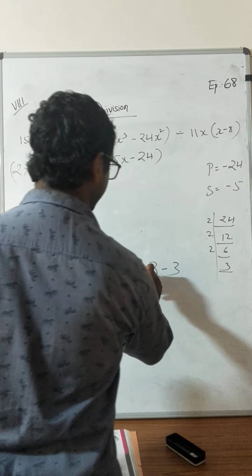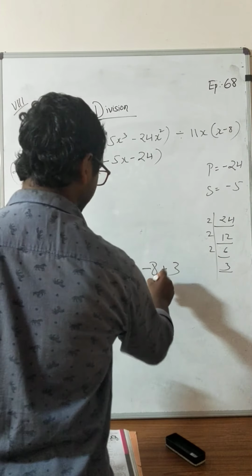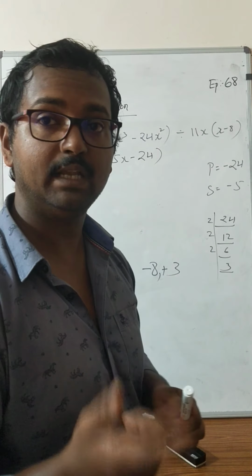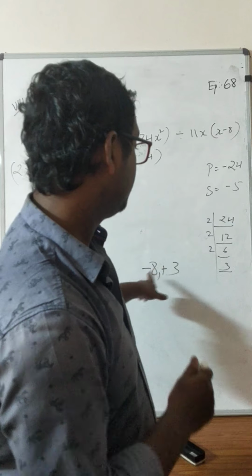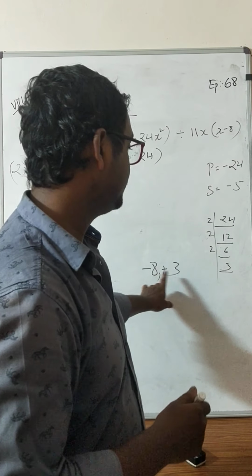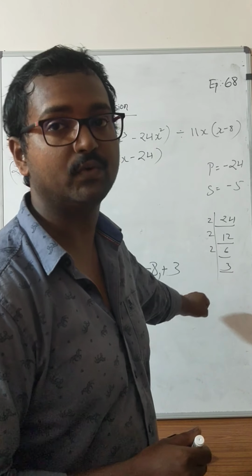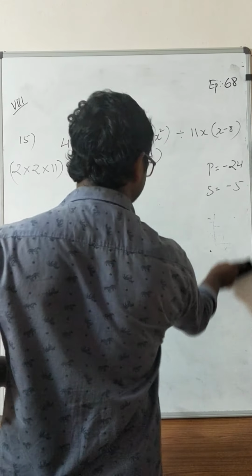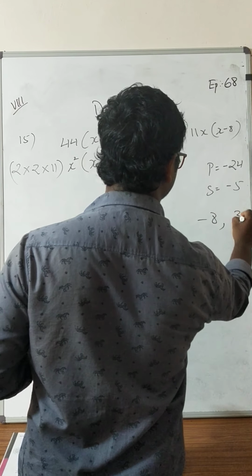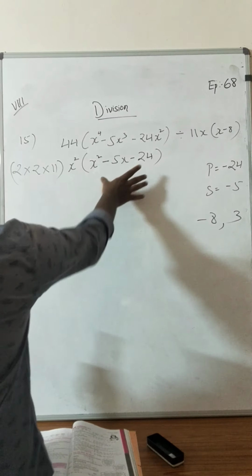So see, minus 8 plus 3. Minus 8 plus 3 gives minus 5, and when we multiply we should also get minus 24. Minus into plus is always, when we multiply we will get minus only. So minus 8 into plus 3 is minus 24. So our numbers are minus 8 and 3.